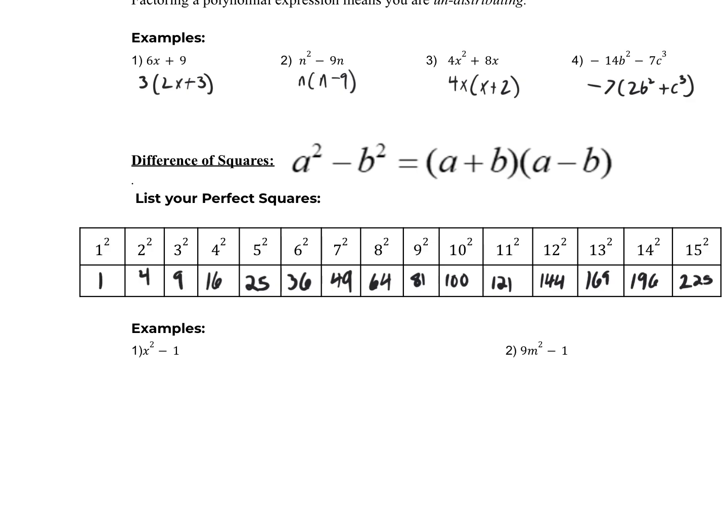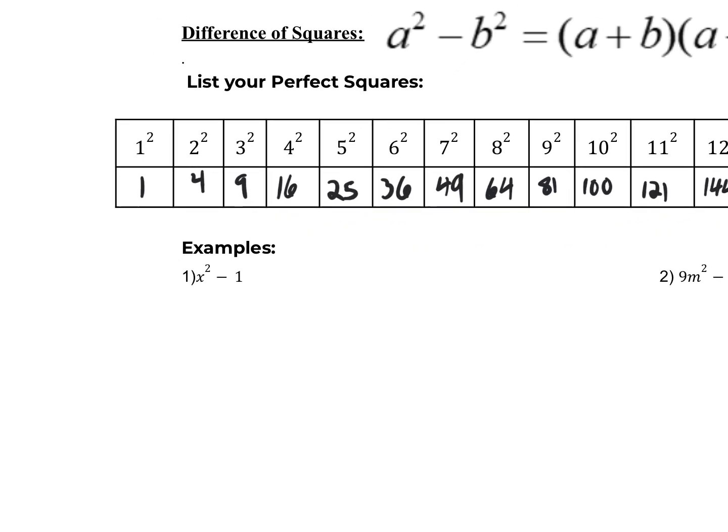You're going to need to be able to identify those as perfect squares immediately. Also, perfect squares are any variable that's raised to an even power. Any variable raised to an even power is a perfect square. So x squared is a perfect square.